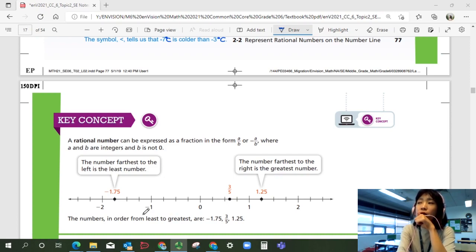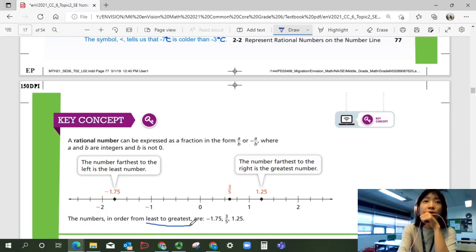Make sure you read the question carefully because sometimes they'll tell you to order them from greatest to least. Then you have to write the greatest one first. So you might need to look at the right one first and then go to the left one. Okay? All right, that was lesson 2.